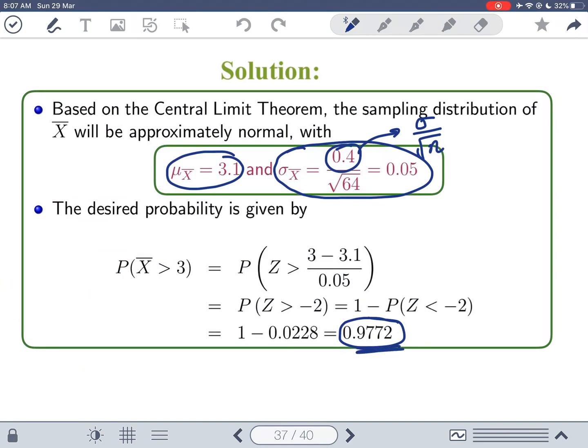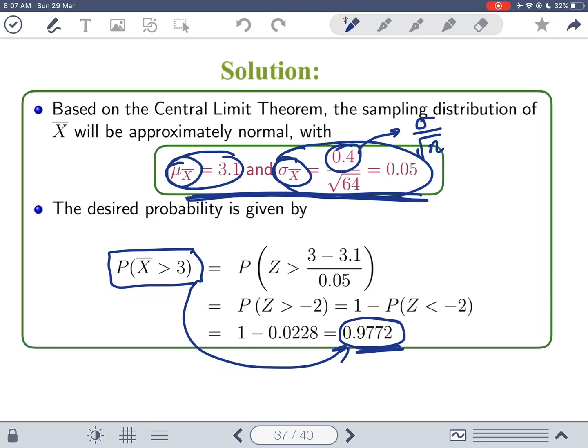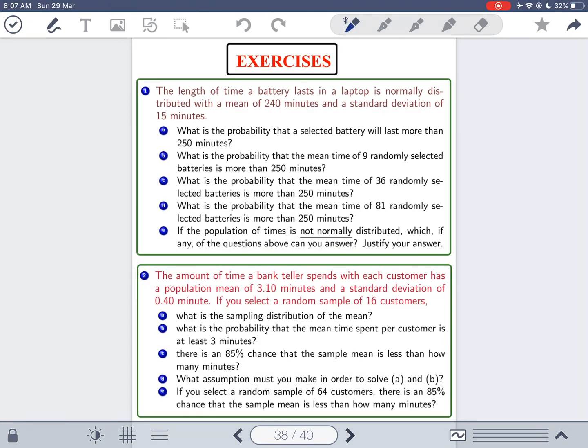Here it's also solved by the classical method, changing to Z and doing it. But because we have the online calculator, you can enter these immediately as the mean and standard deviation of our distribution, and then just put x bar bigger than 3. So we jumped just to this immediately using the calculator. That's why it's nice.